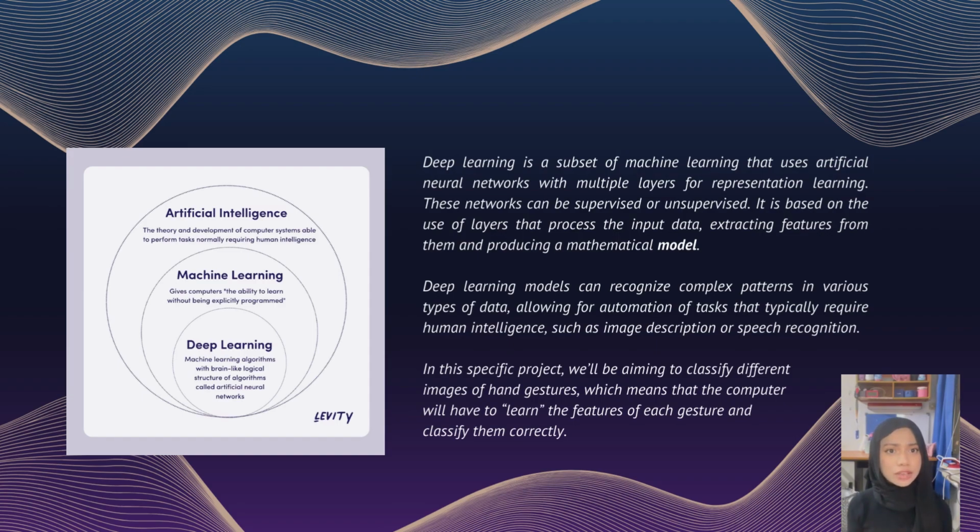And sometimes they can even notice something that a human can't notice. Maybe the doctor missed something very detailed or very small, but this AI can actually find it and know, oh, you missed the detail. This patient actually doesn't have cancer, it's just a tumor, just like that. And in this specific project, we'll be aiming to classify different images of hand gestures, which means that the computer will have to learn our movement.